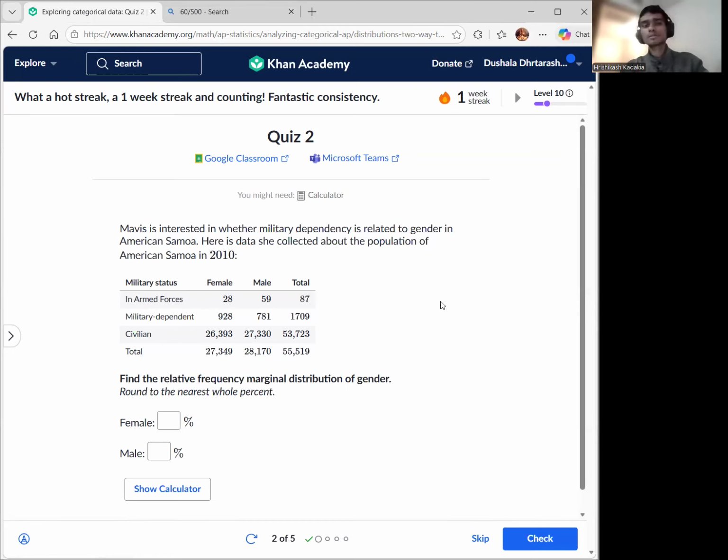So here's some data about the population of American Samoa in 2010. That's just asking for the relative frequency, the marginal distribution of gender. Yes, relative frequency, marginal distribution of gender. Now this is actually pretty simple because we don't need to set any conditions. We just need to see how many are males, how many are females. How many males out of 519? So we just use a calculator.